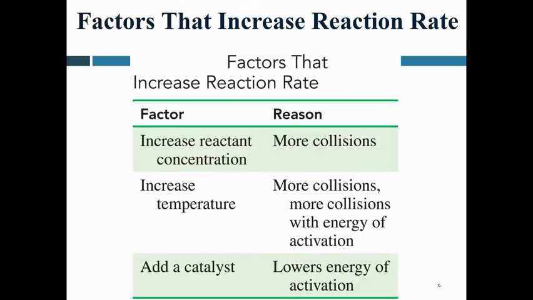Let's take a look at this. If we want to increase the reaction rate, we can increase the concentration. The more reactants you have, the more collisions will occur. You can also increase the temperature. The higher the temperature, the faster those particles move, and they're going to hit each other more. And finally, like we already said, you can add a catalyst because that lowers the activation energy as well.